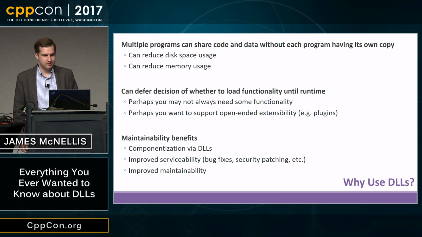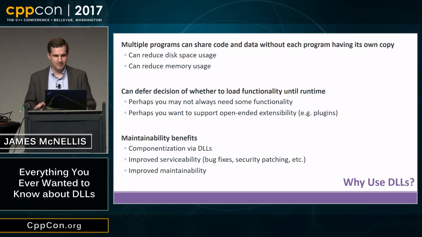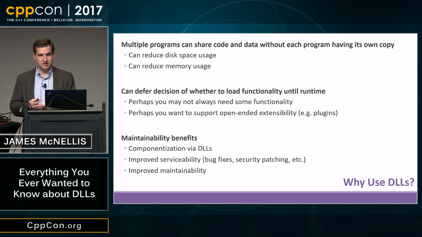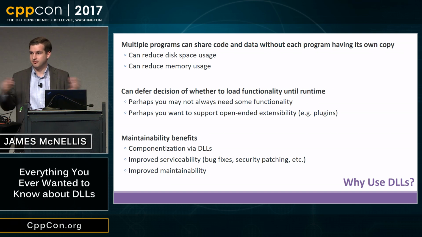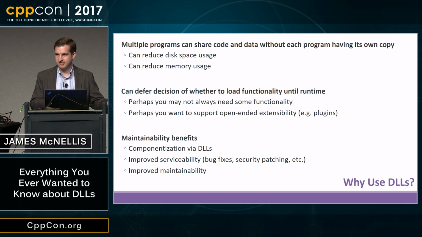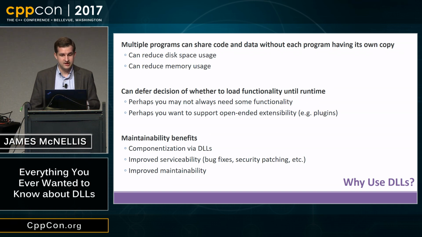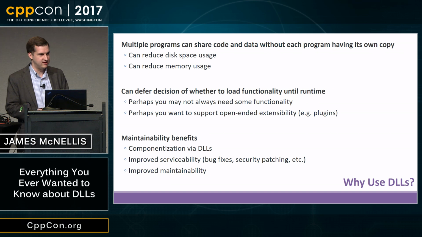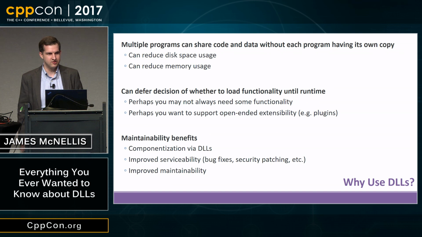So why use DLLs? The biggest advantage, which I already touched on, is that multiple programs can share code and data without each program having its own copy. This can reduce disk space usage because your EXEs are smaller. It can also reduce memory usage because if you have DLLs loaded into many different processes, all of the read-only pages of those DLLs can generally be shared between the processes. You can reduce overall memory usage across the system, even if you may be slightly increasing your own virtual address space usage within a process. You can also defer the decision of whether to load functionality until runtime, so perhaps you may not always need some functionality. For example, if you write a print driver, you don't want to load your print driver into every single process regardless of whether it's printing or not.